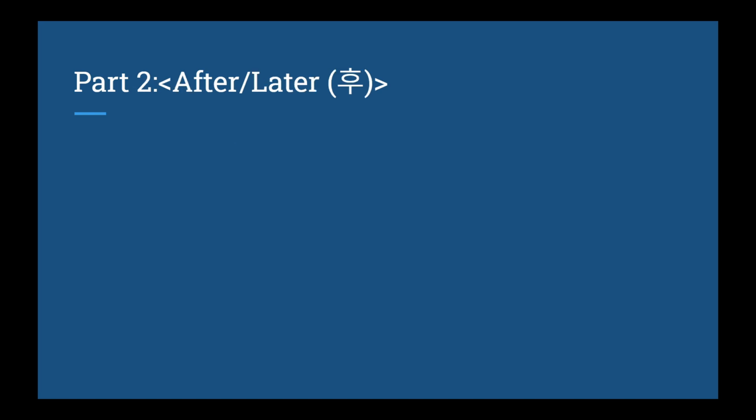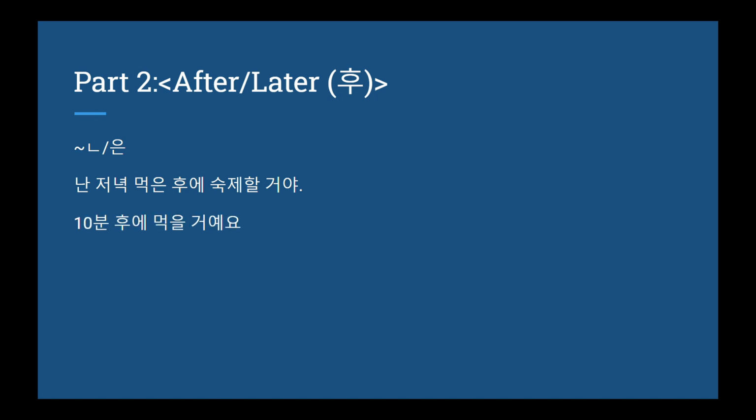후에. Instead of adding 기 to the verb stem, like with 기 전에, for 후에 you add 니은 or 은. So for example, 나는 저녁 먹은 후에 숙제할 거야. I'll do my homework after dinner. 10분 후에 먹을 거예요. I'm going to eat in 10 minutes. You can also use 다음 instead of 후. So 과자를 많이 먹은 다음에 배가 아팠어요. After eating a lot, my stomach was sore.